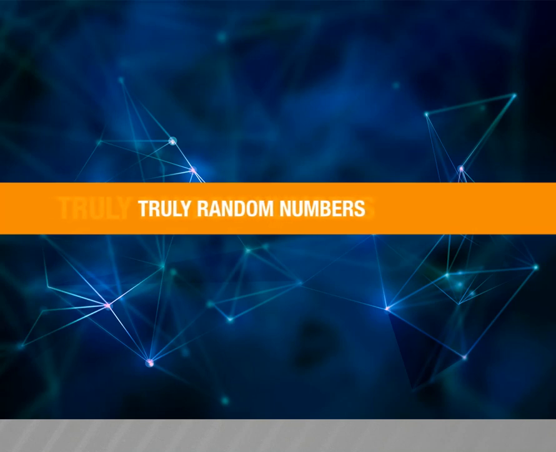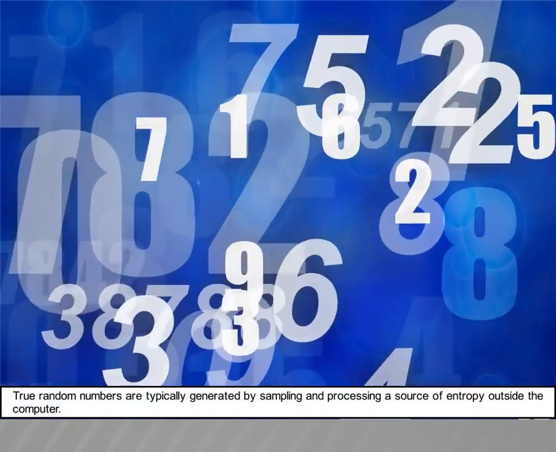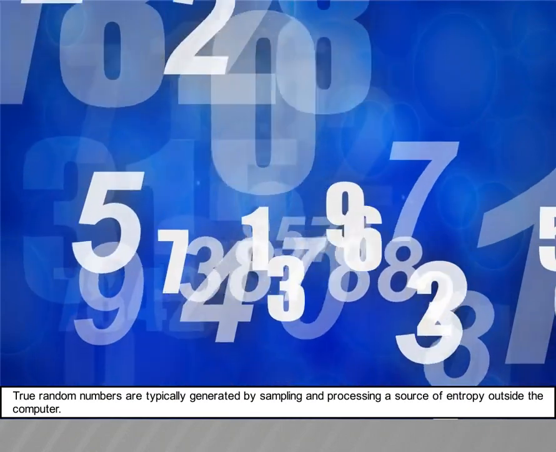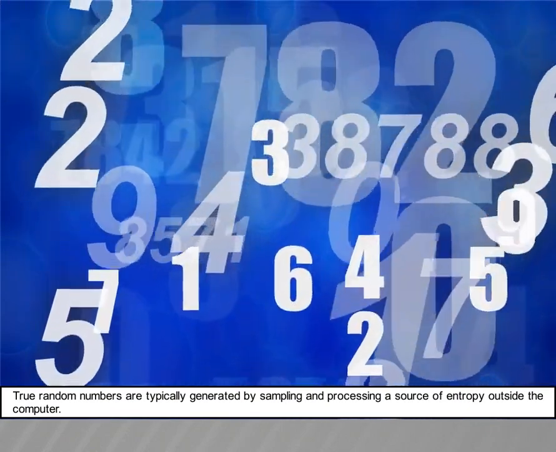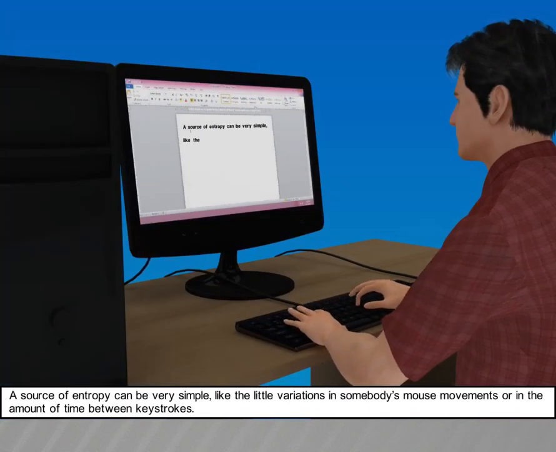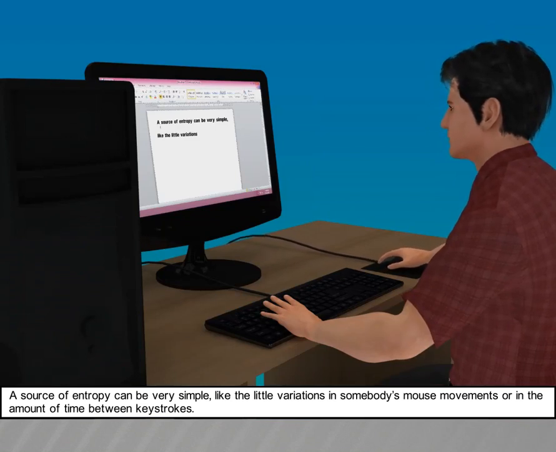Truly random numbers. In this video, we will learn about truly random numbers. True random numbers are typically generated by sampling and processing a source of entropy outside the computer. A source of entropy can be very simple, like the little variations in somebody's mouse movements or in the amount of time between keystrokes.